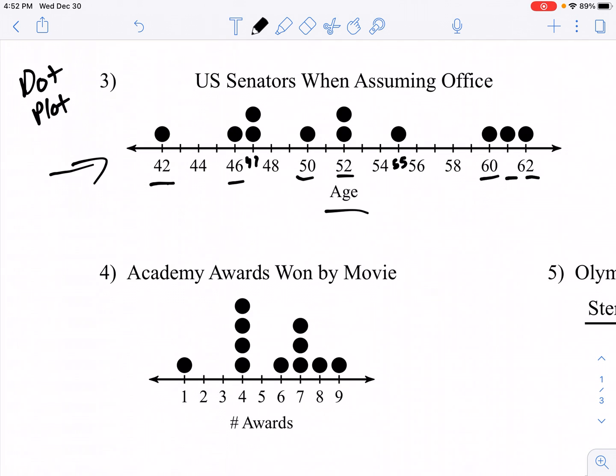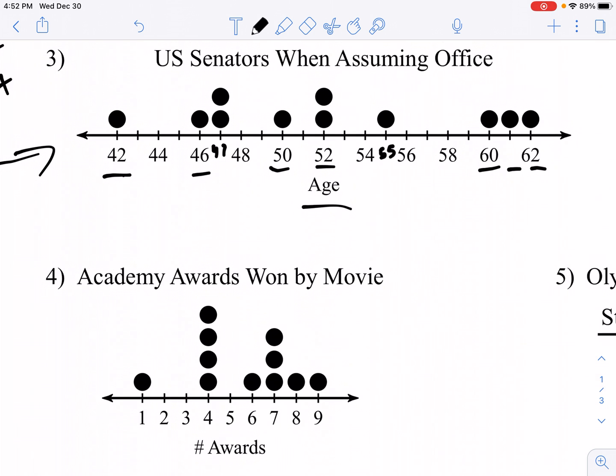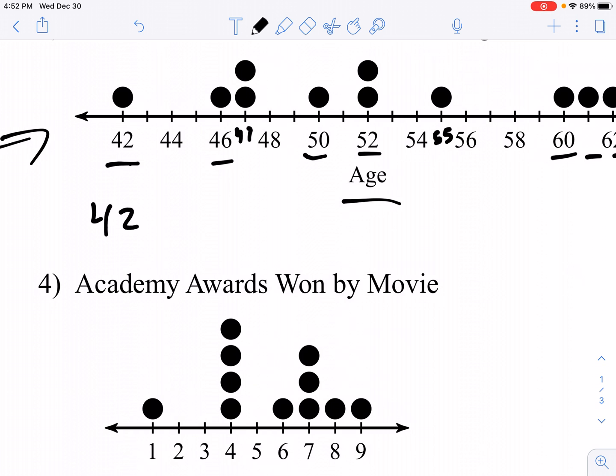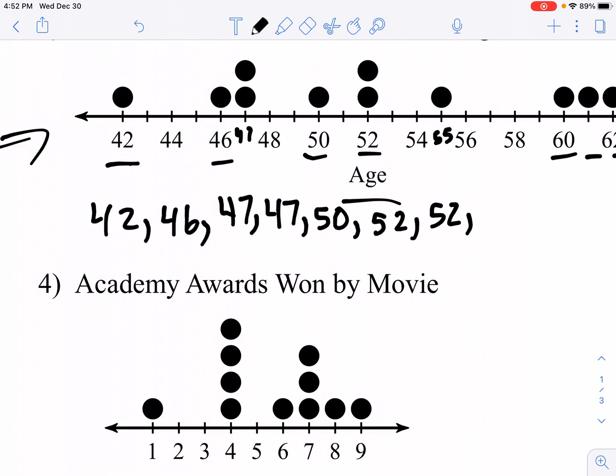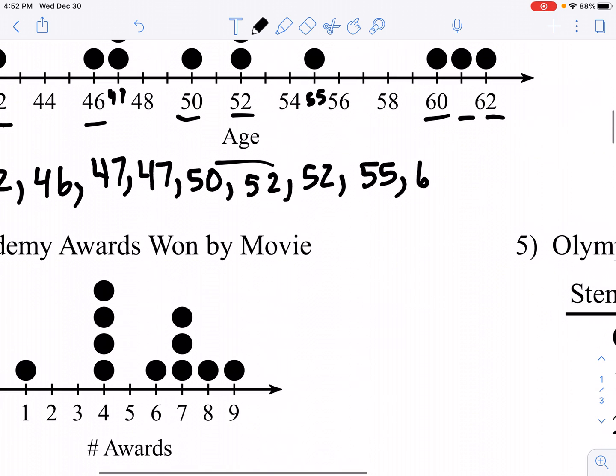Then, of course, what's really nice about a dot plot is it's already in least to greatest anyways. So when we list out the numbers, it'd be 42, 46 is the next one. Then notice there's 2 dots for 47. That means 2 different people for 47. Then we have 1 dot at 50, 2 dots at 52, 1 dot at 55, 1 dot at 60, 61, and 62.